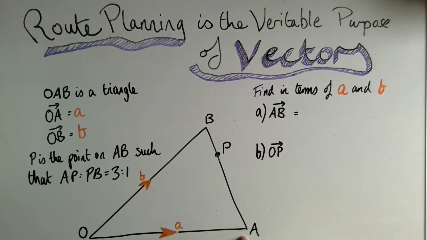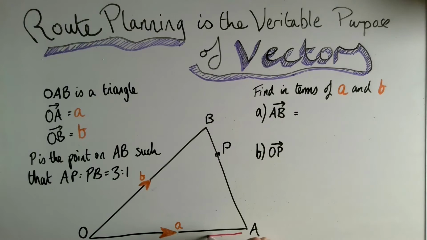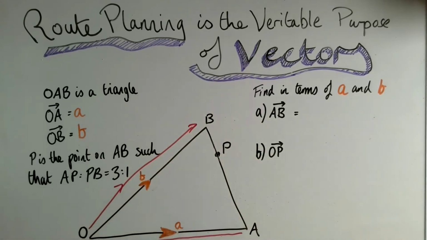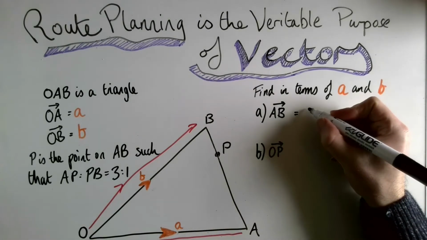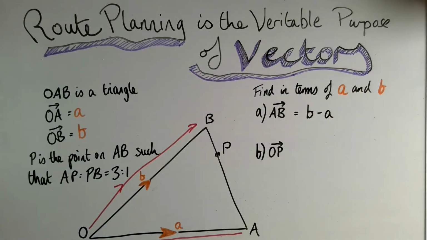So going from A, to get up to B, using just A and B, I've got to go against the A and then with the B. So against the A is going to be minus A, and with the B is going to be plus B. So I'm going to write B minus A. But if you wrote minus A plus B, that would be fine.